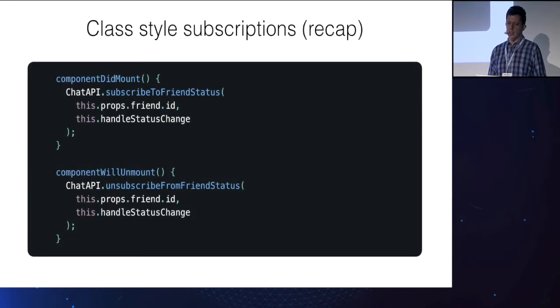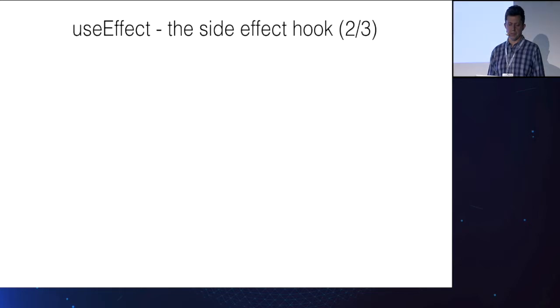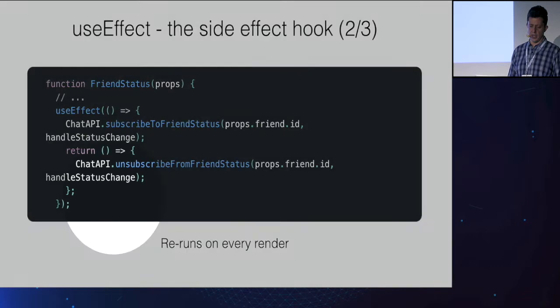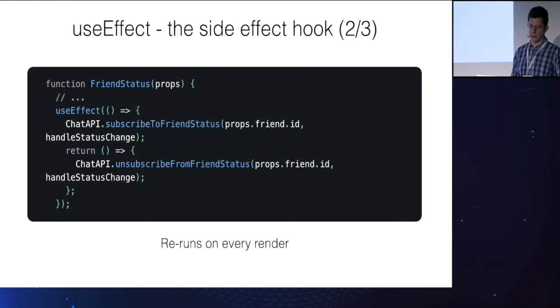To talk more about this idea, let's recap the class style subscription that we had, with componentDidMount and componentWillUnmount for the code that we have already seen, and see how it would be done in hooks. Then we would just need to have the useEffect, which would subscribe to the friend status, and it would return a function that unsubscribed from the friend status, and that's pretty much all we need to do. The hooks mechanics will take care of the rest.